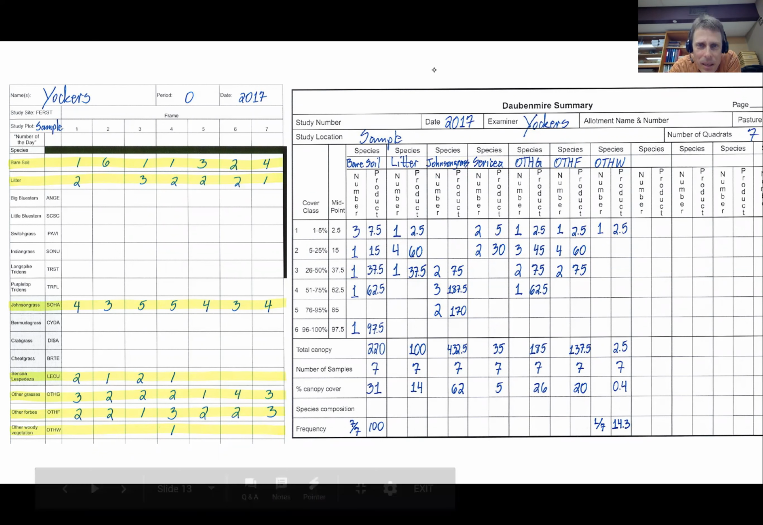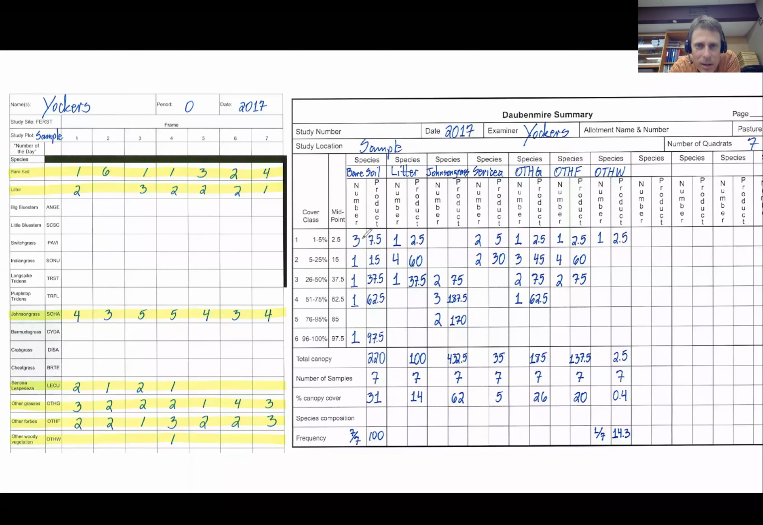For the bare soil, if I go through 3 frames, 3 of my 7 frames had category 1. And then 1 of my 7 had category 2. 1 of my 7 had category 3. 1 of my 7 had category 4. And 1 of my 7 had category 6. Now, if I add up all of my frames that were represented here, I get 3 plus 1 plus 1 plus 1 plus 1, which is 7. So that means all of my frames had some bare soil in it. So down here, I just took a little space and I just wrote 7 over 7.